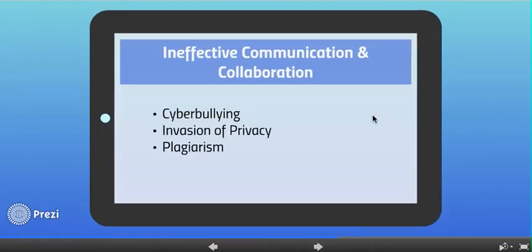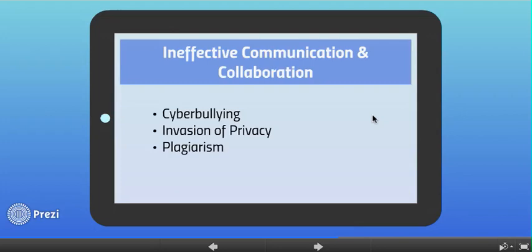There are certainly ineffective means of communication that crop up in classrooms. I think that cyberbullying is a major problem that is cropping up, invasion of privacy, and also plagiarism. Cyberbullying is something that teachers can talk to students about. I think that we're all pretty versed in talking to students about bullying in general, and now we just need to add in the setting of bullying online and knowing that there's a digital footprint they're leaving behind.